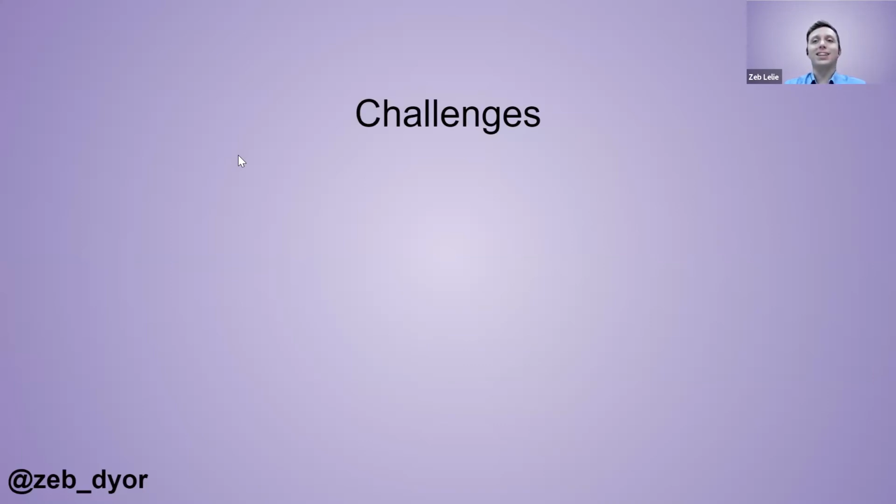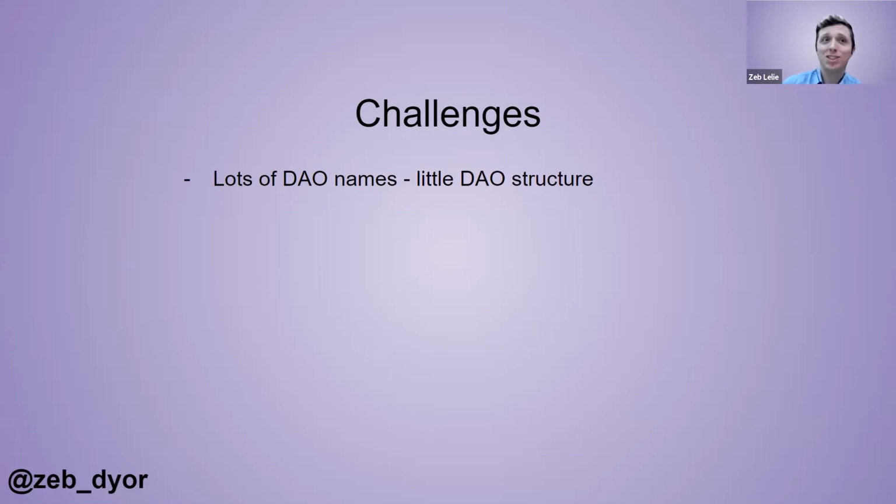Okay, there are not that many answers for challenges, so let's just go through them. Personally, what I see is that we have a lot of DAO names, but little DAO structure. There are plenty of projects coming out with DAO in their name, but if you do your own research and check what they really have, are they really voting on things, or is the team just the one who does everything? A lot of the time that is still the case.